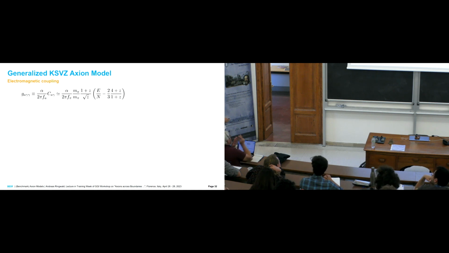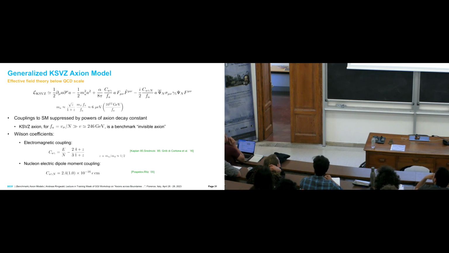Andreas, I have a question. Yeah. Can you go back? So for the dipole operator, that is dimension 6. Yeah. So you have 1 over Fa. But then you have another scale which is written there. Yeah. This is the neutron scale.